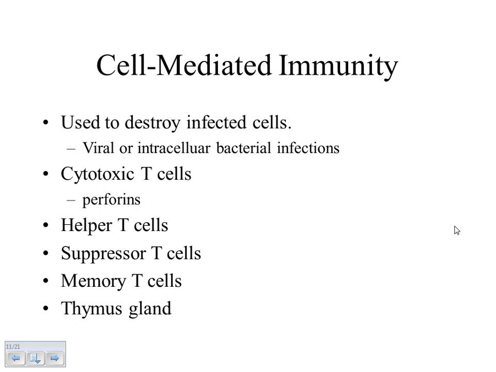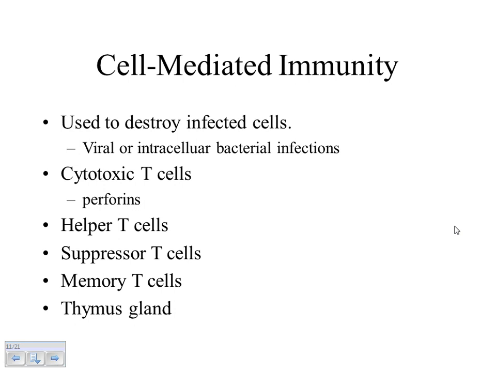Key point. This is very important that you get. Antibody-mediated immunity can only get to germs found where? In the body fluids, in the blood, in the lymph, the fluids between your cells. It can't get to germs that have already made it into your cells. What kind of germ likes to get into your cells? Viruses, right?